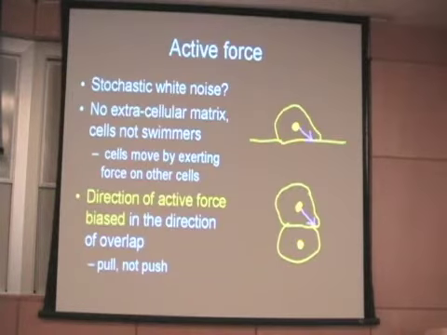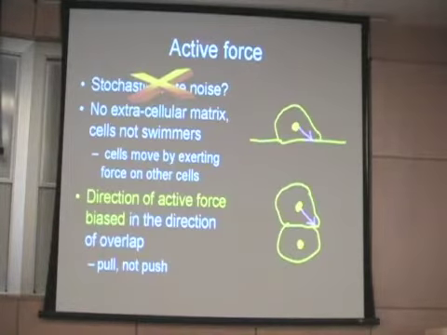Because as a physicist, I might think that the way to model the active force would be using stochastic white noise, that inside this packing each cell basically has some noise term that describes the active forcing. But that's not the right thing to do in this case, because this is an interesting system. There's no extracellular matrix like what we've heard about before, and these cells are swimmers. So they can't move unless they exert a force on another cell.